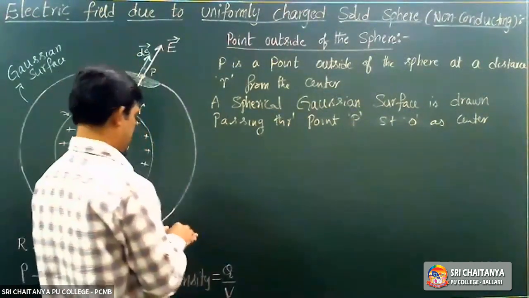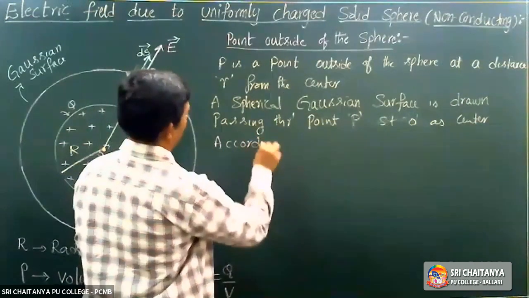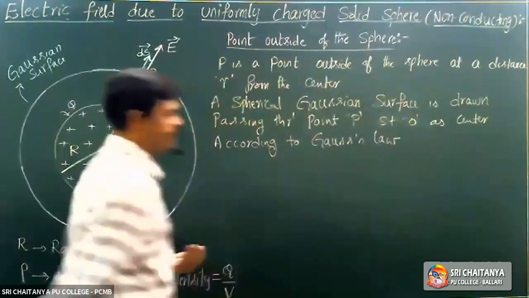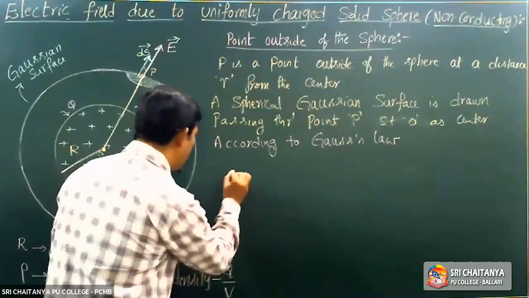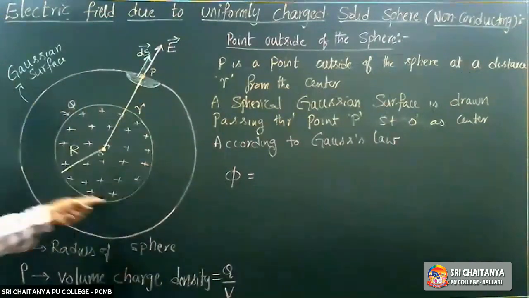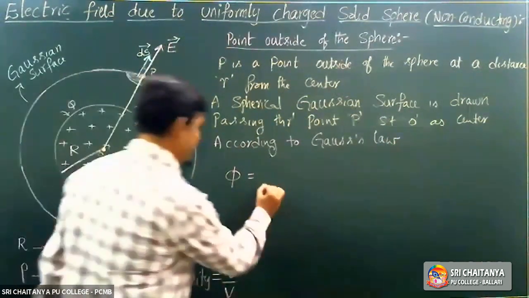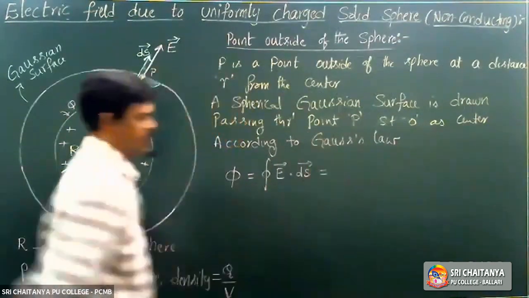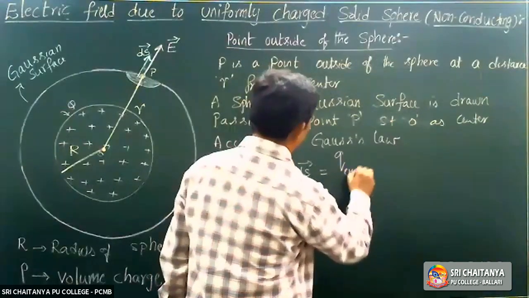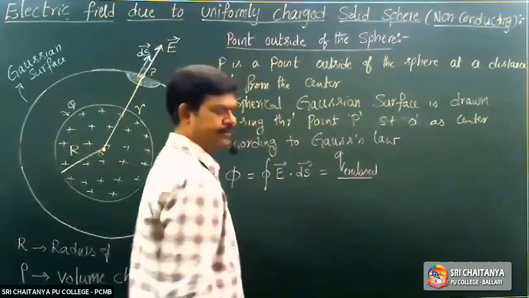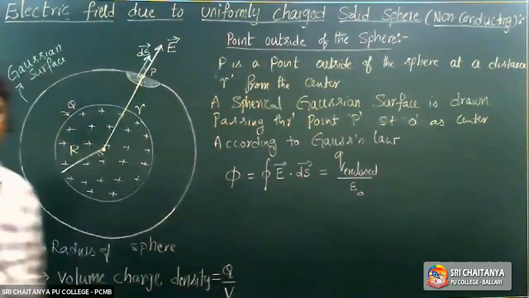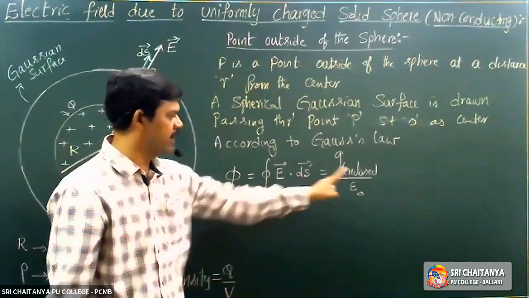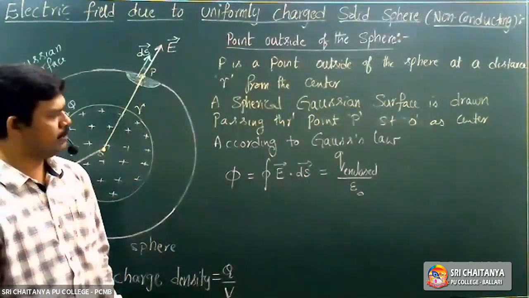Next, apply Gauss law. What does Gauss law say? The total flux through the Gaussian surface, which is the integral of E dot ds, is equal to Q enclosed by epsilon naught. Is it not the formula?